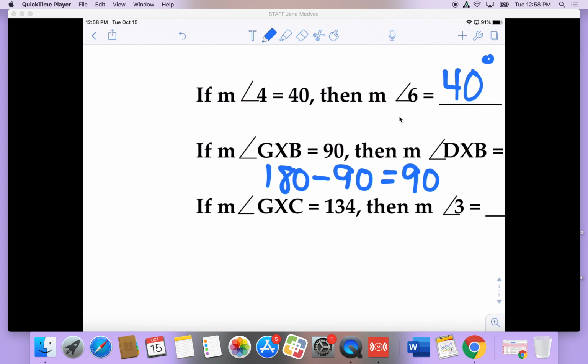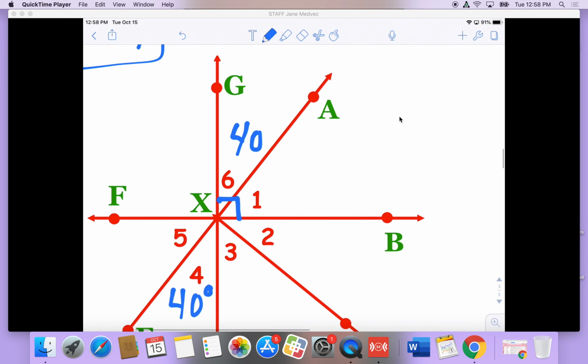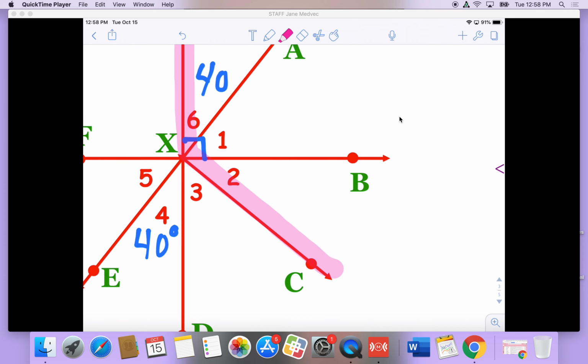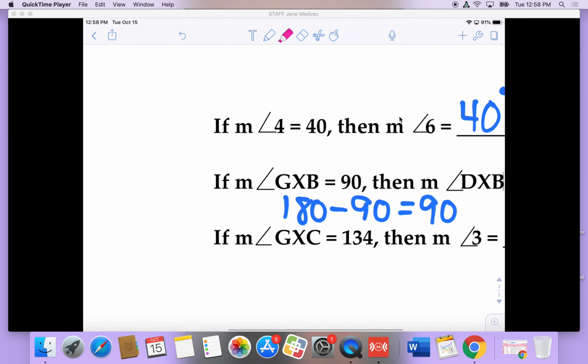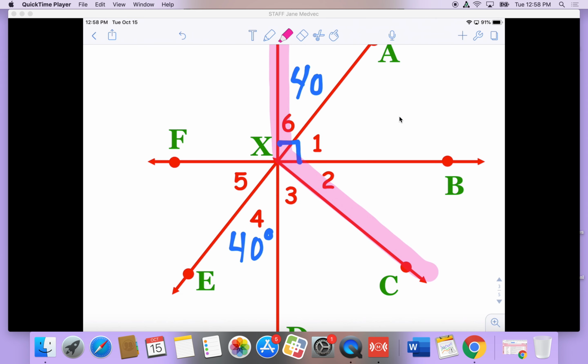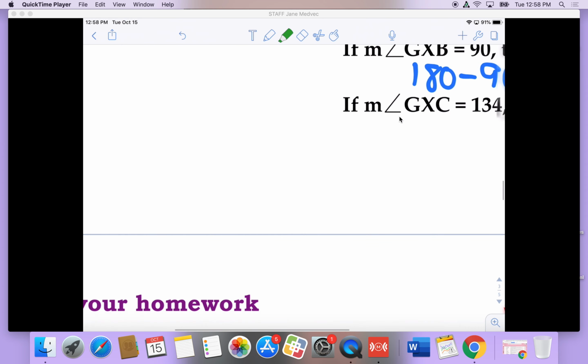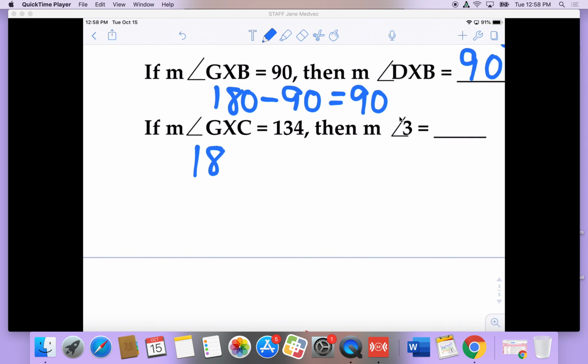Okay, and then finally, GXC is 134. So GXC, that is 134 degrees. And they want to know angle 3. So they want to know, I'm going to change the color, they want to know this right here. So what do I need to do to find the measure of angle 3? Yes, that's correct. So I'm going to take 180 minus 134, and I get 46 degrees.